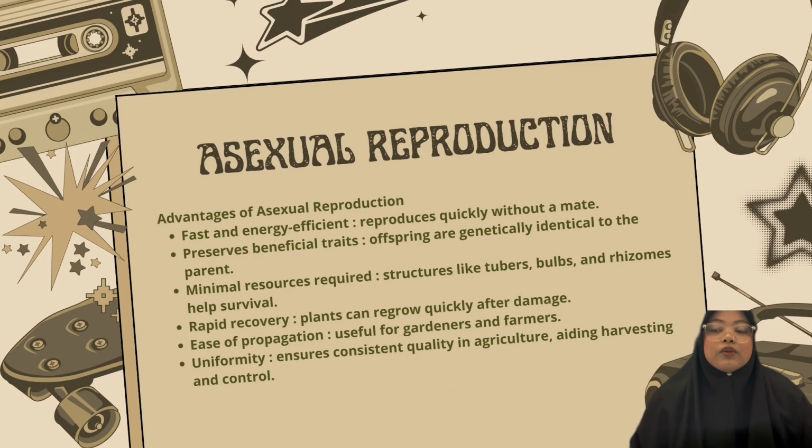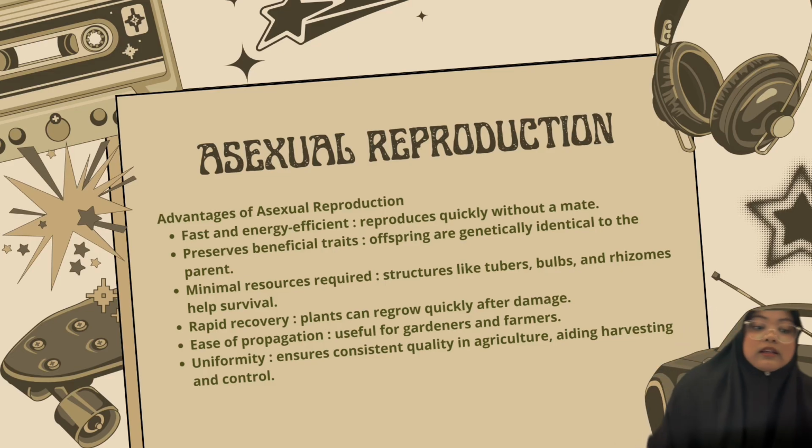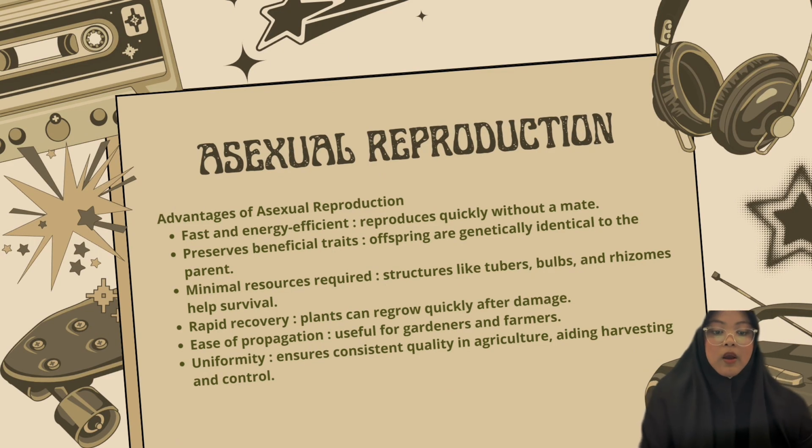Nowadays, people use asexual reproduction as the main method in plant propagation. This is because it has many advantages. One of them is that it is fast and energy efficient, which means that it can reproduce quickly without a mate. Asexual reproduction also preserves beneficial traits. For example, the offspring are genetically identical to the parent. It also requires minimal resources, and structures like tubers, bulbs, and rhizomes can help the survival of a plant.